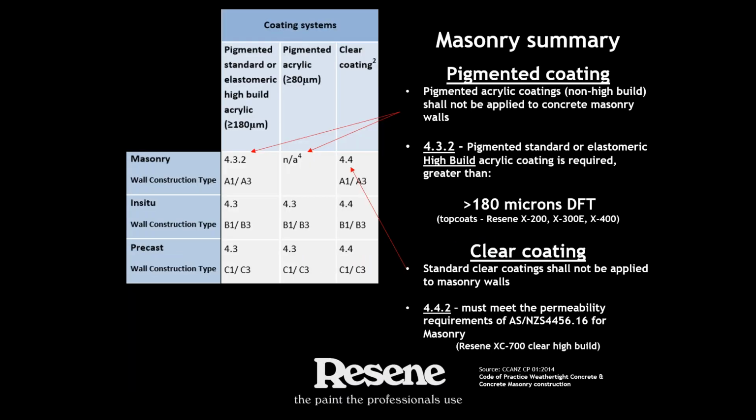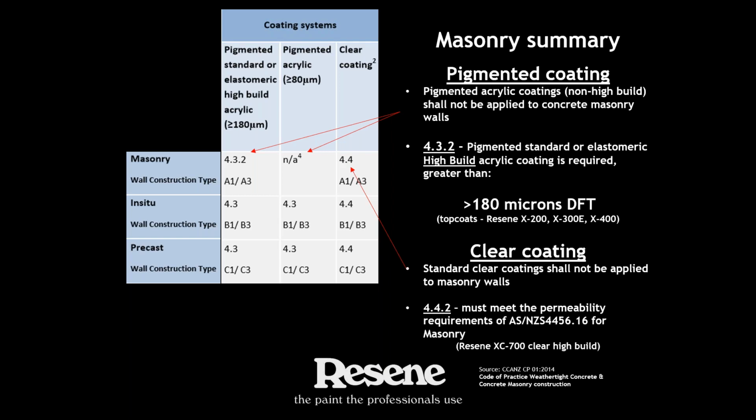That's a zoom in on those areas, and for masonry specifically, what this is telling you here... Sorry, I'll start again. So at the top, it shows you the different types of coatings that you can select from to apply onto the substrates.